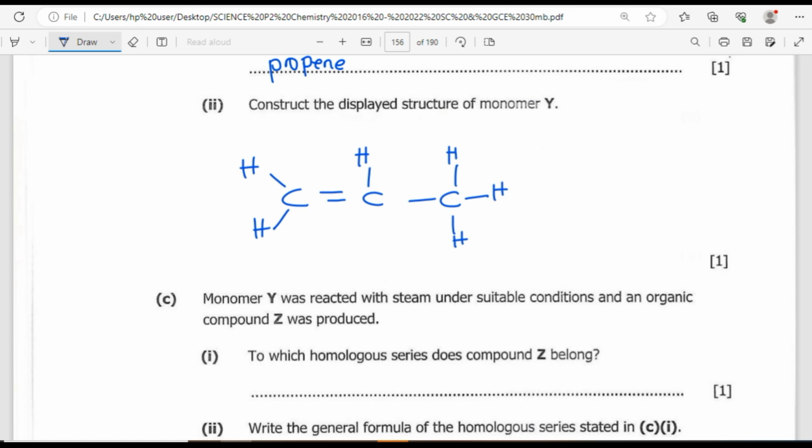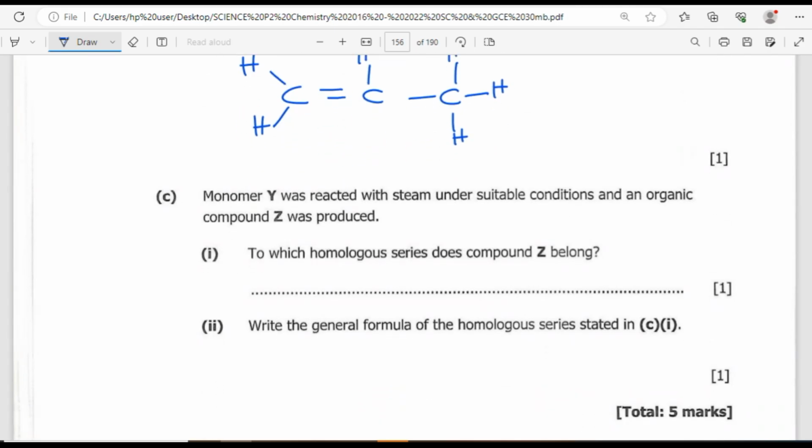Then monomer Y was reacted with steam under suitable conditions and an organic compound Z was produced. Remember, an alkene reacts with steam to form an alcohol. So to which homologous series does Z belong? So it is alcohol or alkanol. Write the general formula of the homologous series stated in C1. So it is CnH2n+1OH.